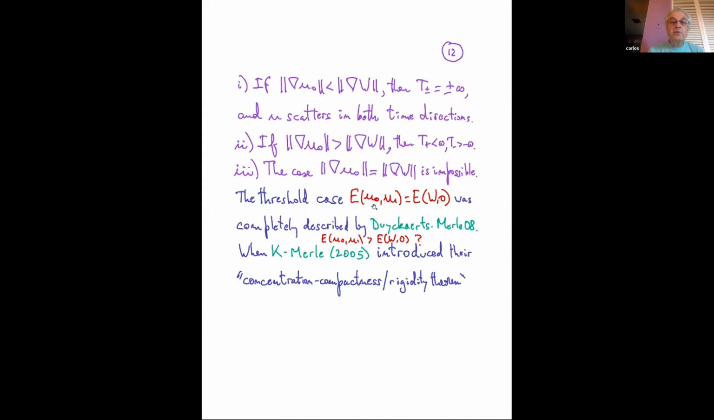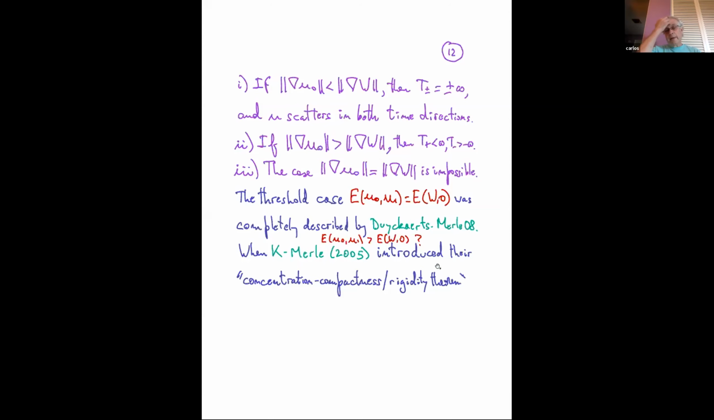Finally, soon after, the threshold case, when the energy equals the energy of W, was completely described in a work by Duyckaerts and Merle around the same time. So the question now, and this is what we're going to spend the rest of the lecture on, is what happens when the energy is bigger than the energy of W?